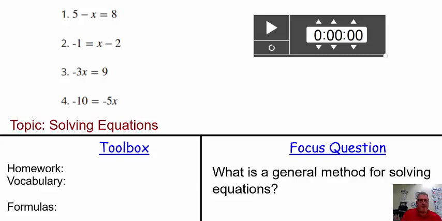Okay, so answers to number 1, x is equal to -3. Number 2, x is equal to 1. Number 3, x is equal to -3. And number 4, x is equal to 2.